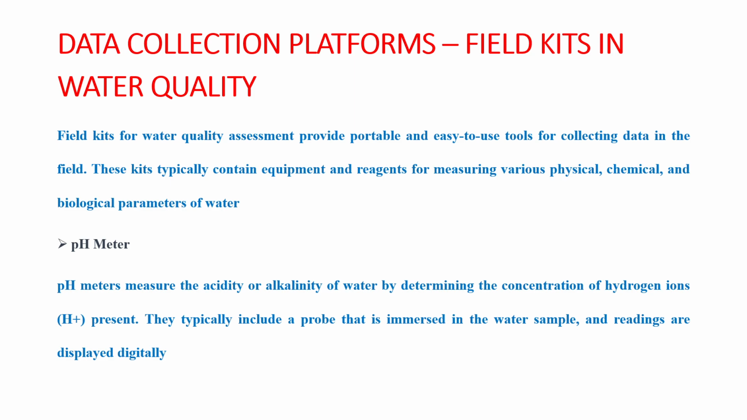Now we'll include the pH meter. A pH meter measures the acidity or alkalinity of water by determining the concentration of hydrogen, H plus. You have a probe that is immersed in the water sample, and the recording is displayed digitally. So that we have to consider.